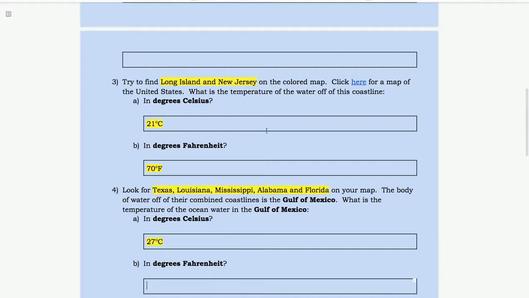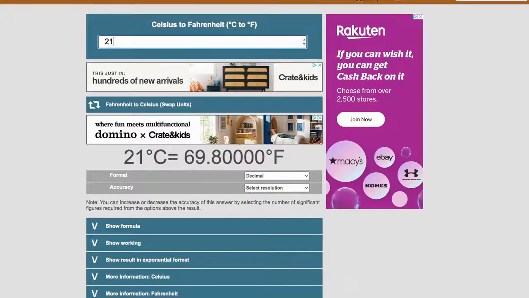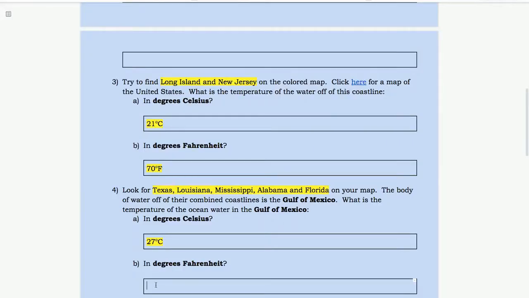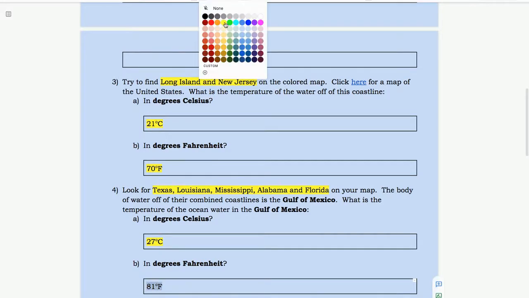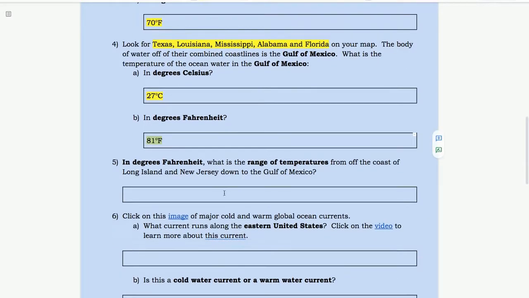And we want to convert that to degrees Fahrenheit. So we'll type in 27, and if we round that answer, that's about 81 degrees Fahrenheit. So 81 degrees Fahrenheit. And so then we want to know, what is the range of temperatures from off the coast of Long Island and New Jersey down to the Gulf of Mexico.